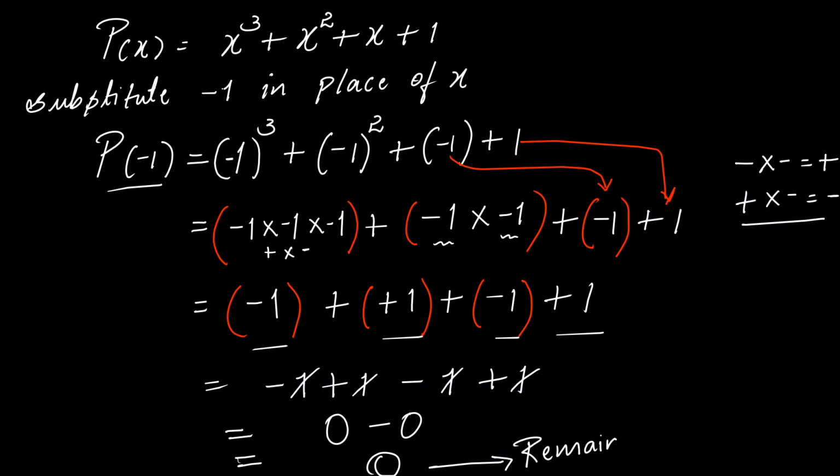We got 0. That means when x is equal to minus 1, this polynomial x cube plus x square plus x plus 1 becomes 0. And minus 1 is the number that makes x plus 1 equal to 0. So both become 0 at the same time. That means x plus 1 divides it perfectly. So what is our final answer? x plus 1 is a factor.